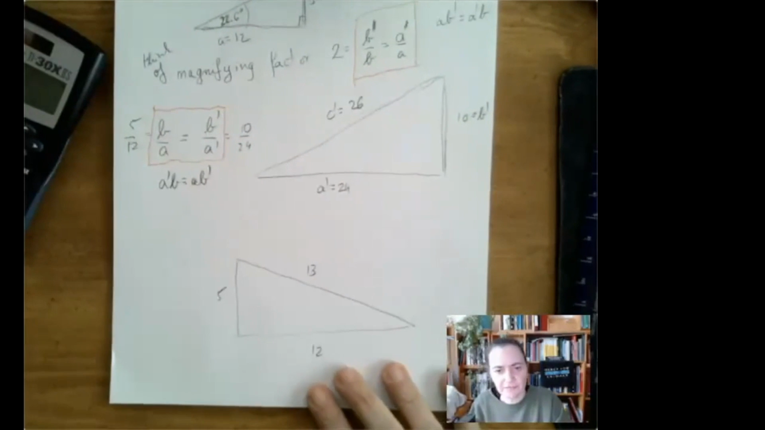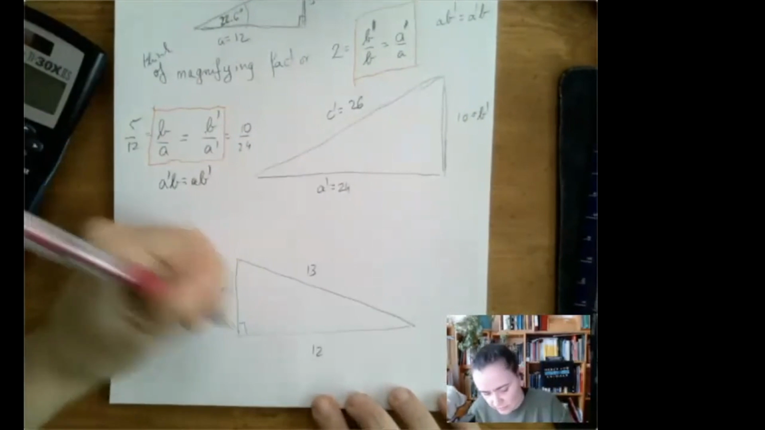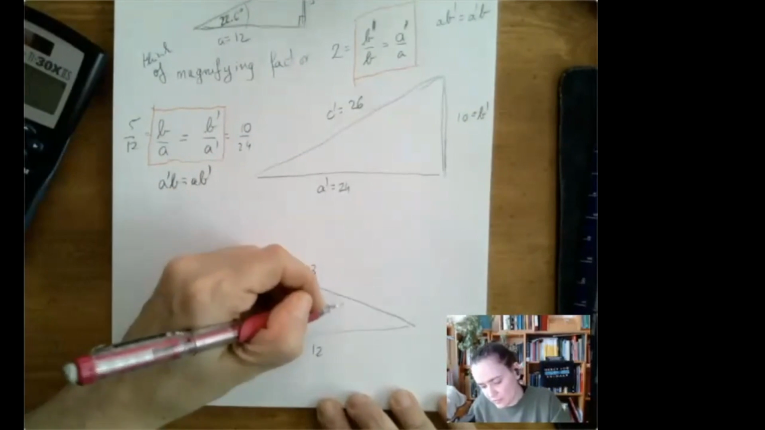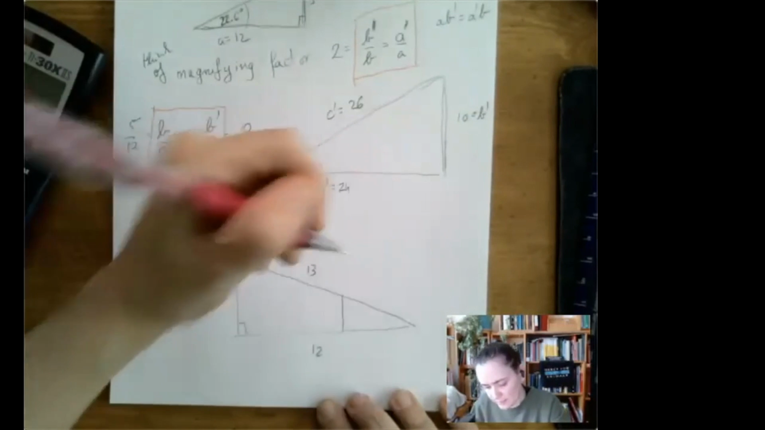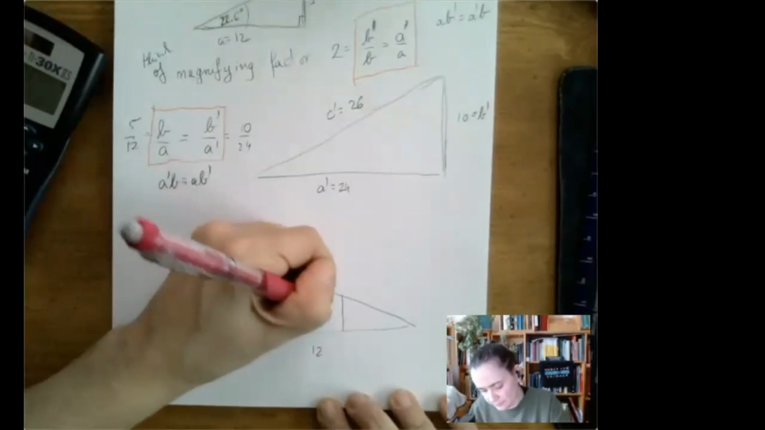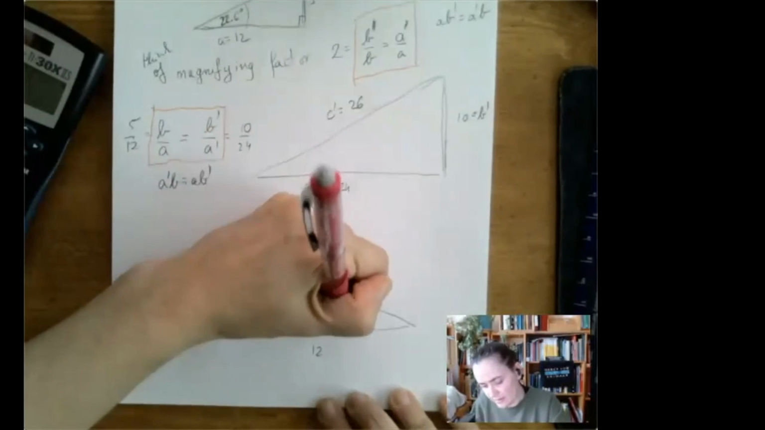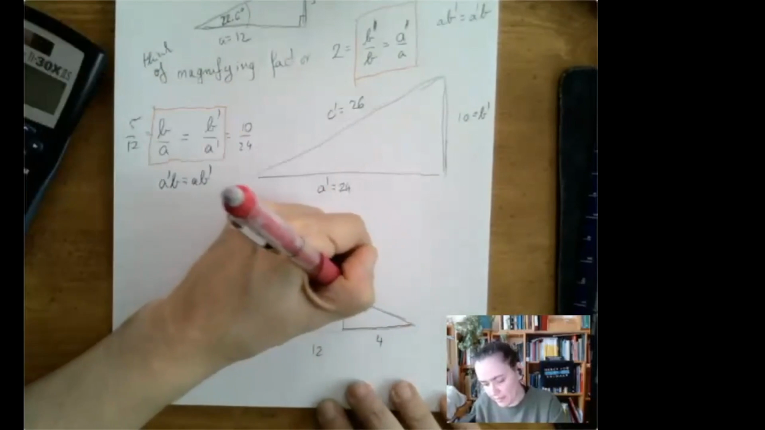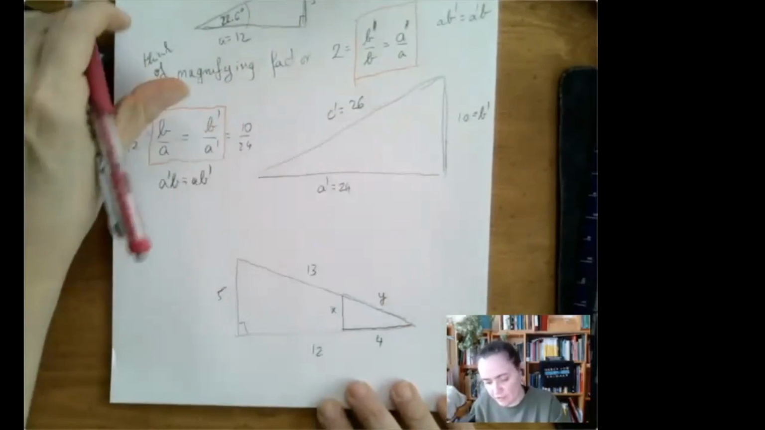So let's grab this 5, 12, 13 triangle. And let's draw in a side, which I'm gonna call X, and this, which I'm gonna call 4, and this, which I'm gonna find Y. What is X, what is Y?